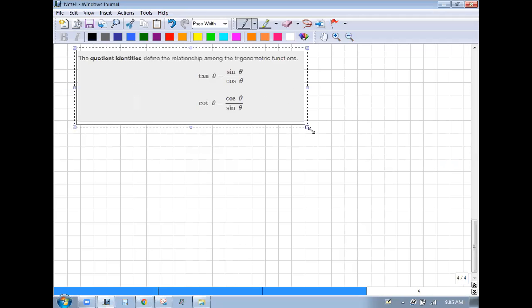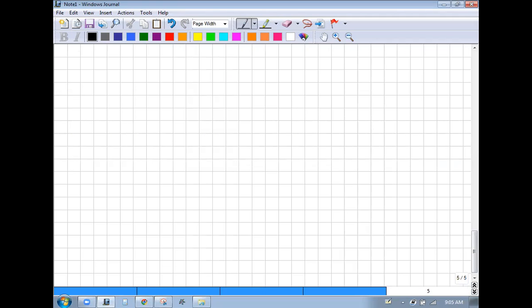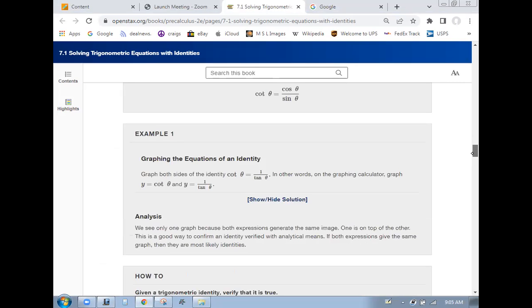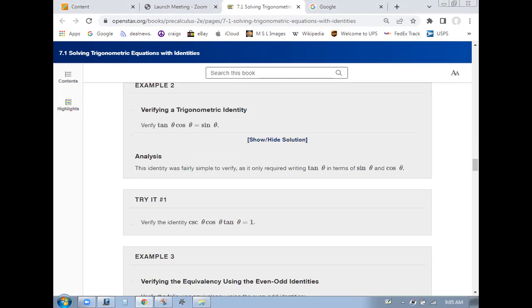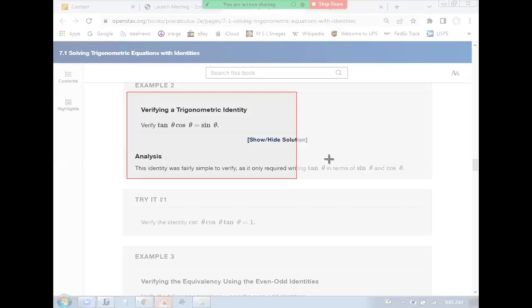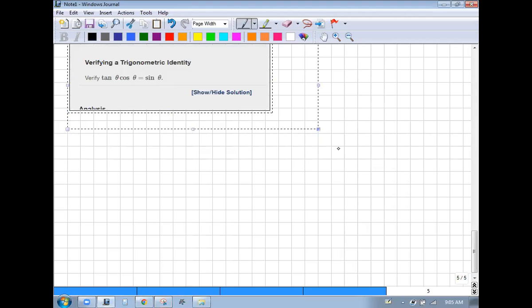And then your quotient identities. Tangent is sine over cosine, cotangent is cosine over sine, right? And we use these to simplify stuff. So, for instance, they want us to show that this is an identity.